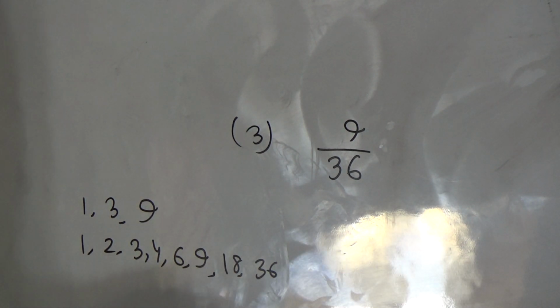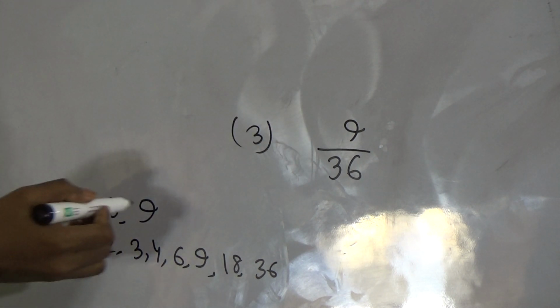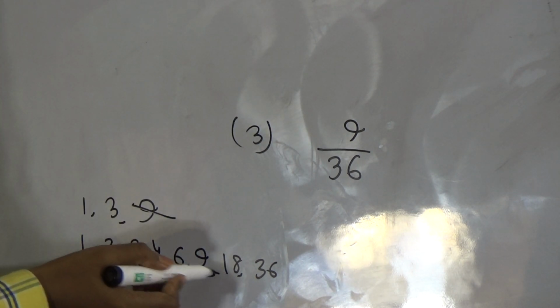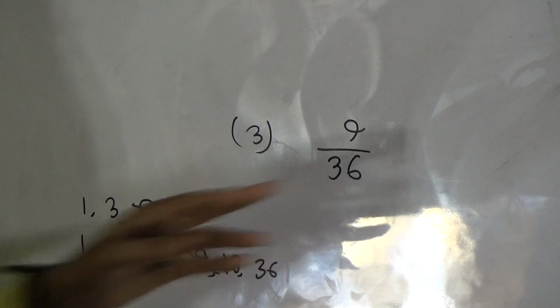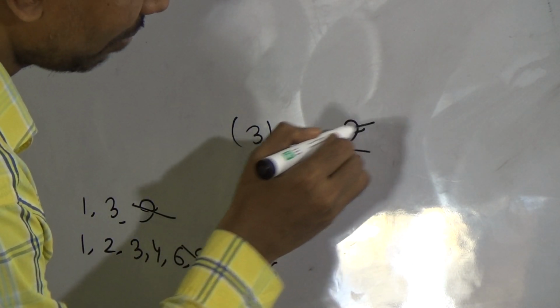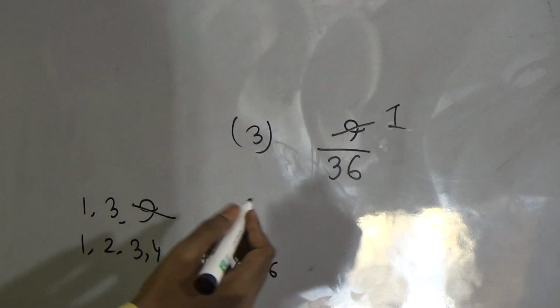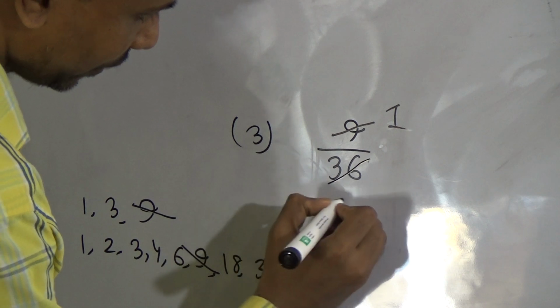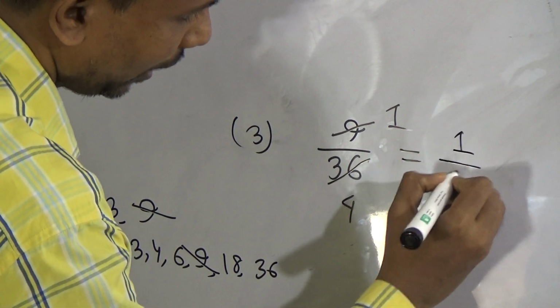Now see which one is the common factor between 9 and 36. You see, here is 9 and here is 9. So we have to divide both numerator and denominator by 9. If we divide 9 by 9, then you get 1. If we divide 36 by 9, then you get 4. That means 1 by 4.